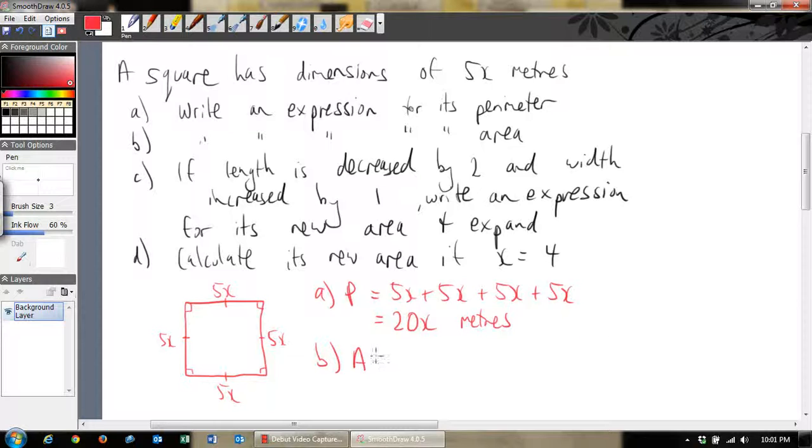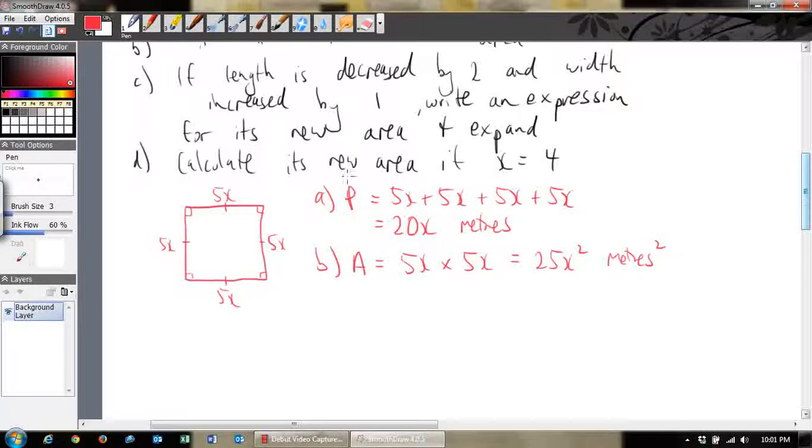Well, what's the area? The area will be equal to 5x, that's the length, times the width, which is 5x. Okay, excellent. Multiply those two together, you get 25x squared. And again, write your units down. We're in meters here, and it's area, so it's going to be meters squared. Must write down meters squared. That's your area. Fantastic. I'll just scroll down a little bit, get a bit more space.